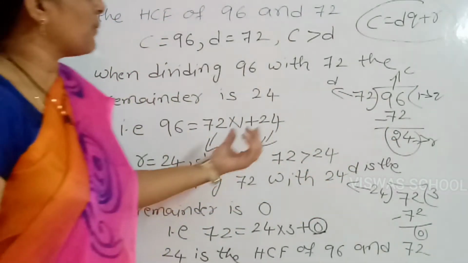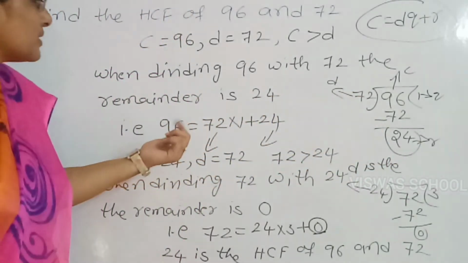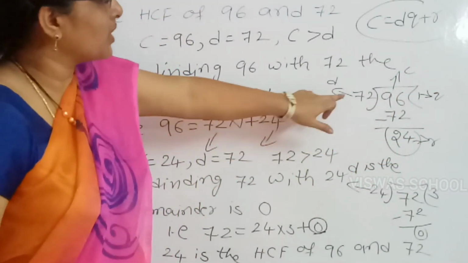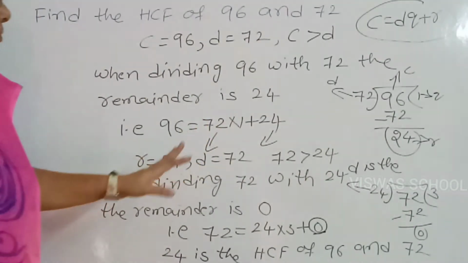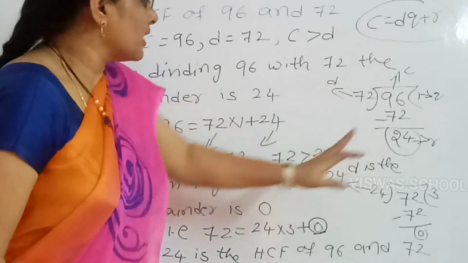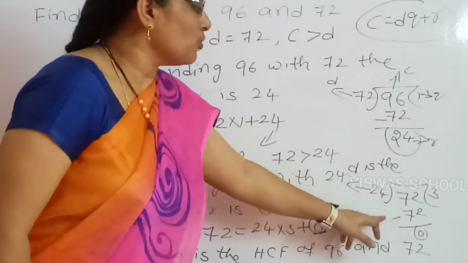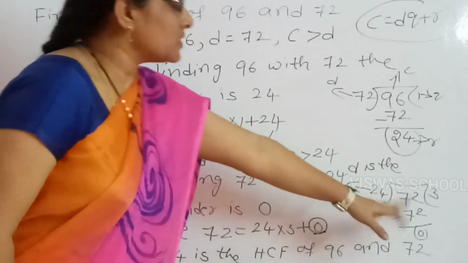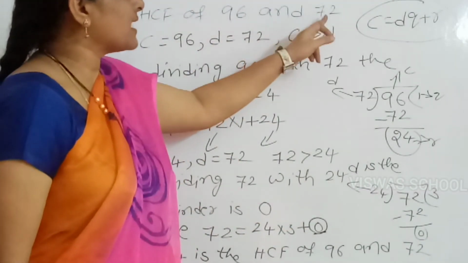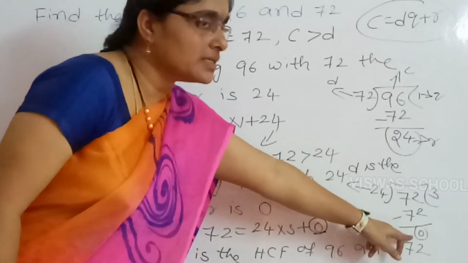Okay, we have to continue the process by taking C, D and R values. Here D equals 72 and R equals 24. We have to apply the Euclid division lemma to 72 and 24. That means, when dividing 72 by 24, the remainder is what here? 24 threes are 72. Here 72 minus 72 equals 0. In this stage R is 0. That's why the HCF of 96 and 72 is what? 24. Because here we are getting the remainder 0.